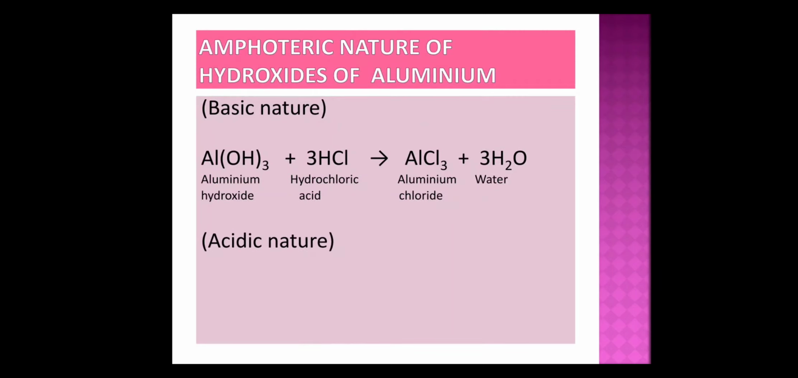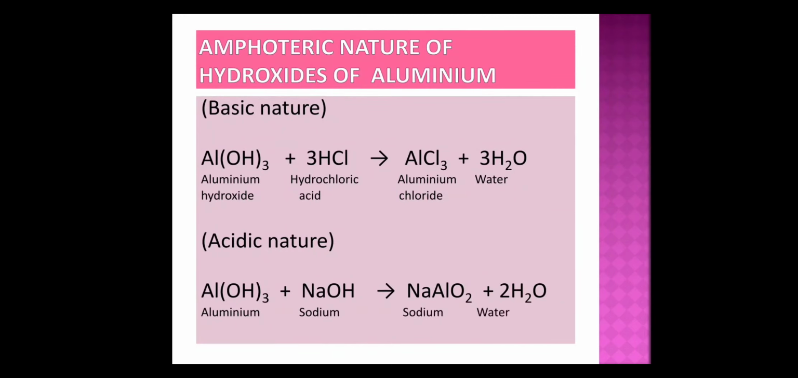Now let's see the acidic nature. Aluminium hydroxide reacts with the base sodium hydroxide to give us sodium aluminate and water. So when aluminium hydroxide reacts with sodium hydroxide, we get sodium aluminate, which is a salt, and we also get water. And this shows the amphoteric nature of aluminium hydroxide.